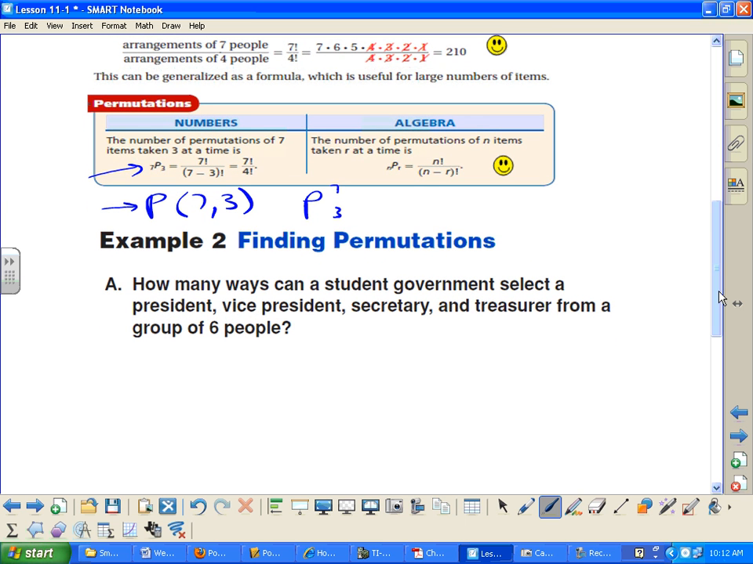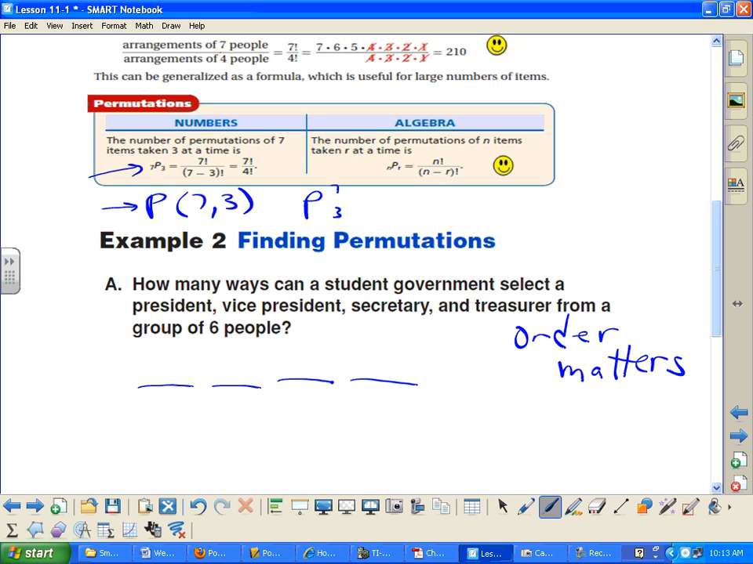So we're going to talk about this 2 different ways. Using the formula, because we need the formula when we get to combinations, so we're going to actually use the formula here. So it says, how many ways can a student government select a president, vice president, secretary, and treasurer from a group of 6 people? Now overall, this is really pretty easy, because here I've got 6 people, and I'm choosing 4 of them, right? Okay. Now, order is important here because I'm actually giving them a title. One person is president, one person is vice president, one person is secretary, one person is treasurer. So order matters.